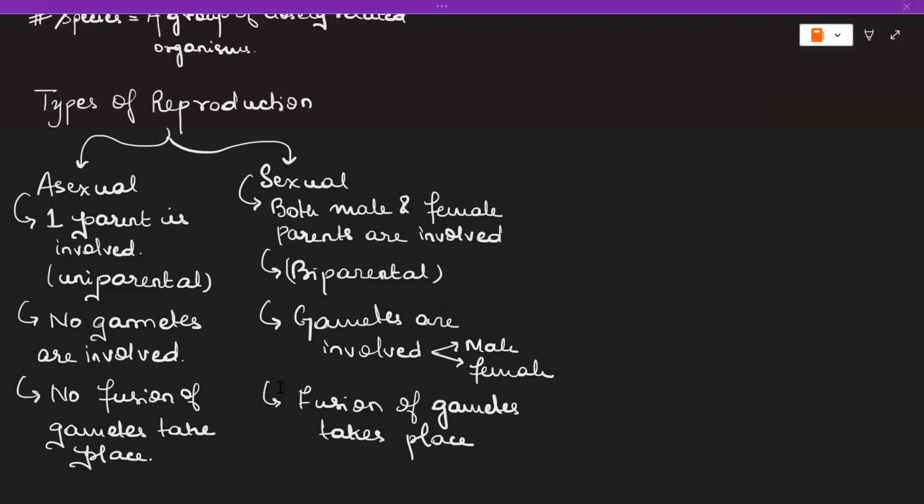It could be a male or a female that would be responsible for asexual reproduction, whereas in the case of sexual reproduction, both the male and the female will equally be responsible. Now, as far as asexual reproduction is concerned, no gametes are formed, no gametes are fused. Whereas when we talk about sexual reproduction, it is biparental, right? Two parents are involved, and here the gamete formation also takes place, and the gamete fusion also takes place.